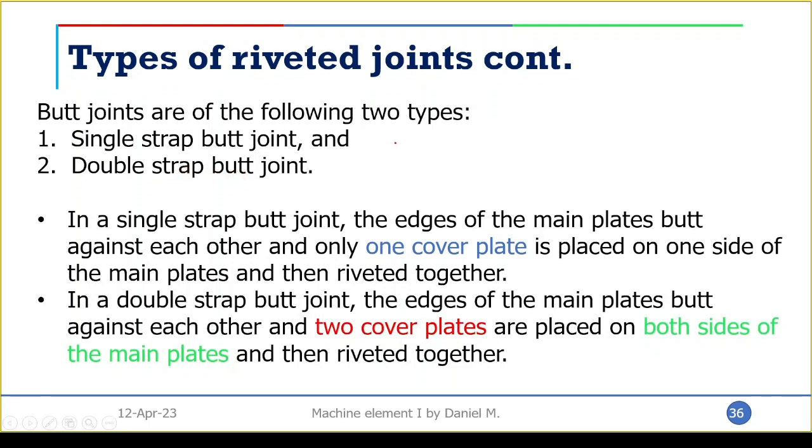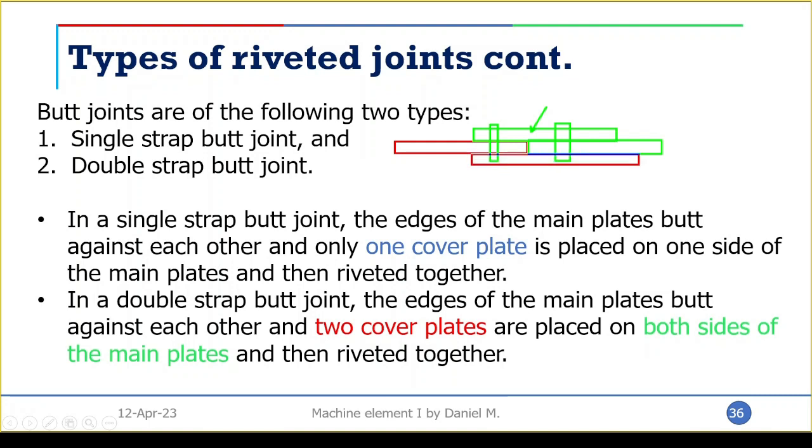Let's once again go back to the basics. If we are using only one cover like that and joining it in this manner, then we call this a single strap butt joint, because we only have one cover plate. If we are adding another cover on the other side also like this, then we call it a double strap butt joint, because we have two cover plates, one here, the other there.